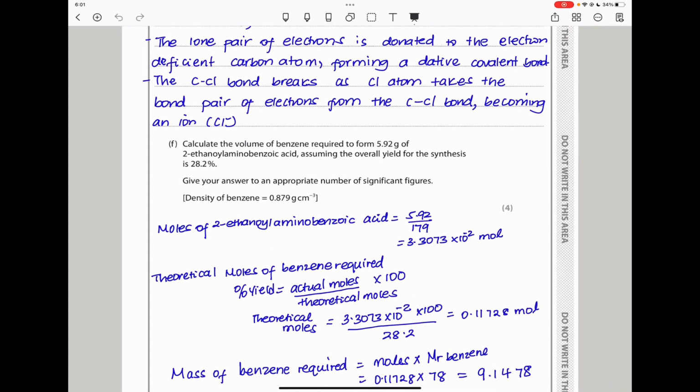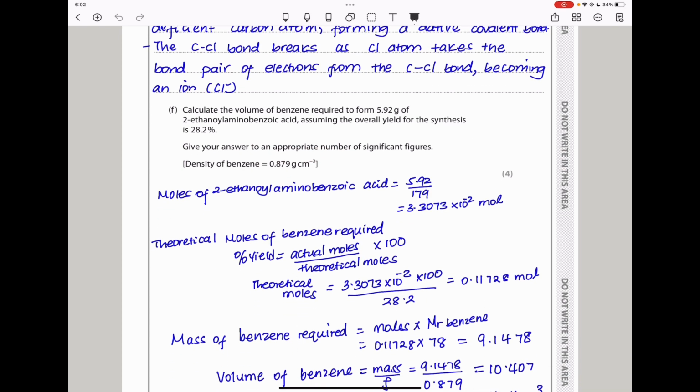The next part, F, says calculate the volume of benzene required to form 5.92 grams of 2-ethanamidobenzoic acid, assuming the overall yield for this synthesis is 28.2%. They want you to give your answer to an appropriate number of significant figures. So here I began by looking at the moles of 2-ethanamidobenzoic acid. Since we have the mass and we know the molar mass, or you could calculate the molar mass, the number of moles is going to be mass divided by molar mass, which is 3.3073 times 10 to the power negative 2 mole. Those are the number of moles of the product.